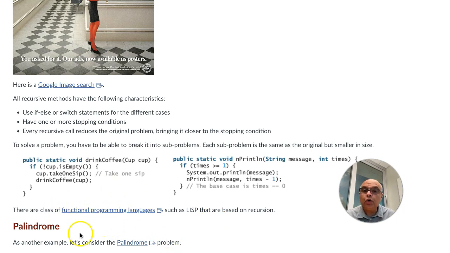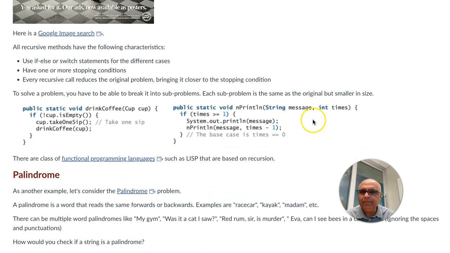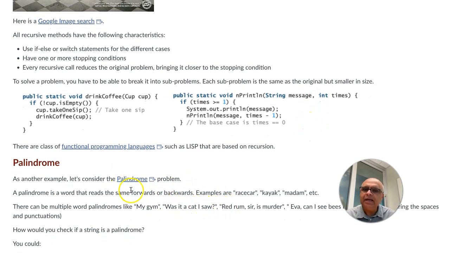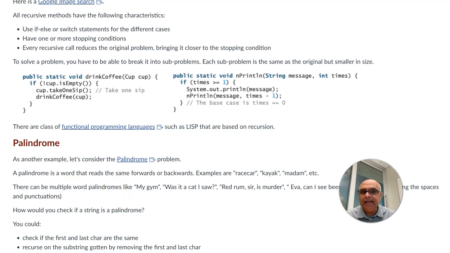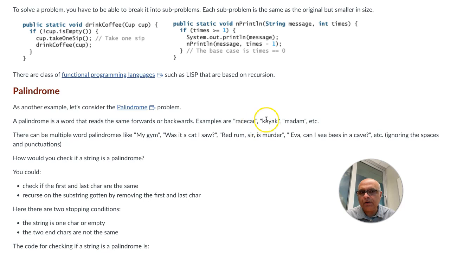There are actually whole programming languages that are based on recursion. Lisp is a programming language still in use today that, in its original form, very much depends on recursion, right? Another example of a problem that's very easy to solve with recursion is detecting whether something is a palindrome. And a palindrome is something that is read the same backwards and forwards, like race car or kayak or madam. You know, they are the same backwards and forwards. And actually, you can have multi-word palindromes like my gym and was it a cat I saw? If you read it backwards, these are all exactly the same, right?